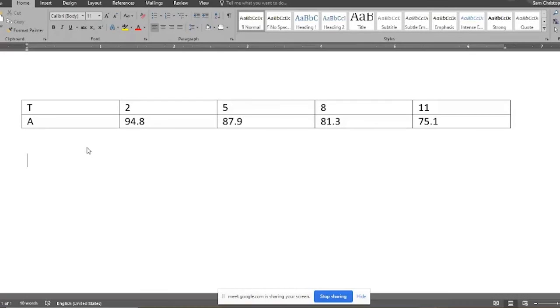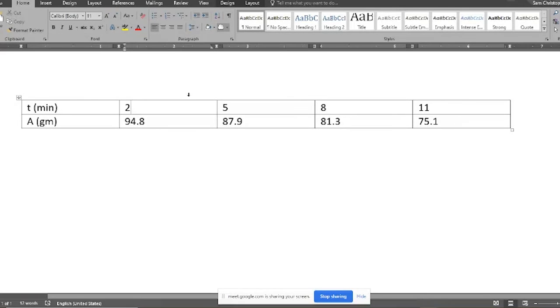So in the question, t is small t, not capital T, measured in minutes. Similarly, A is the weight, measured in grams. The amount A of a substance remaining in a reacting system after an interval of time t. They are just doing it for a chemical experiment. At 2 minutes, its weight is 94.8. After 5 minutes, 87.9. After 8 minutes, 81.3. After 11 minutes, 75.1.